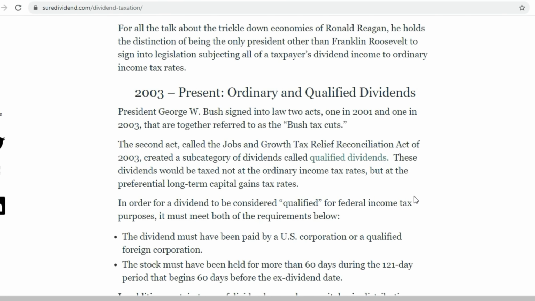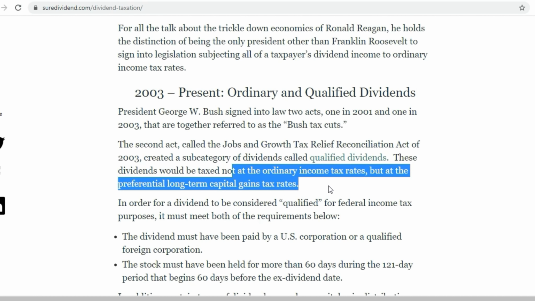But the important part to understand here is that this is where there was a significant benefit to being paid in dividends as opposed to ordinary income. The big takeaway here was that these dividends, known as qualified dividends, would be taxed not at the ordinary income tax rates, but at the preferential long-term capital gains tax rates, which is what you can generally only achieve when you've owned an investment for at least 1 year.